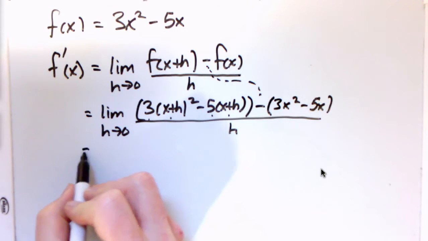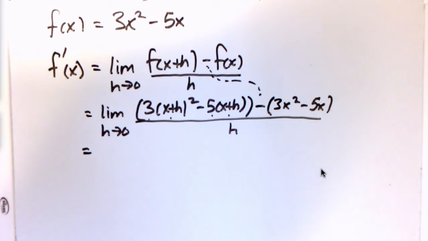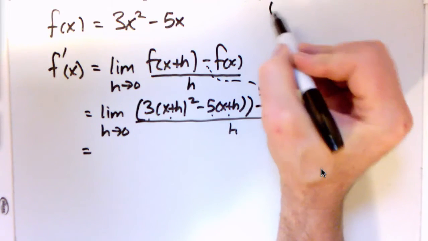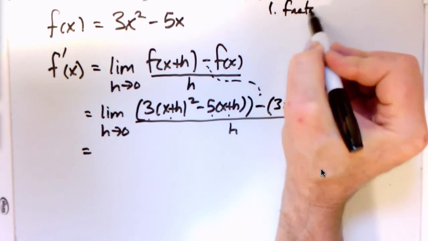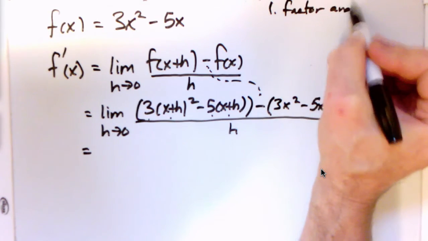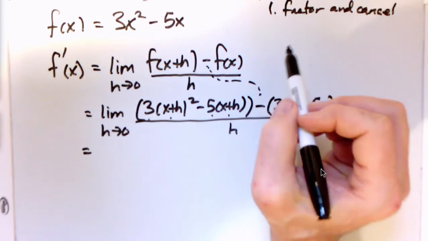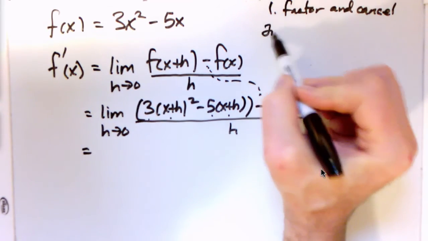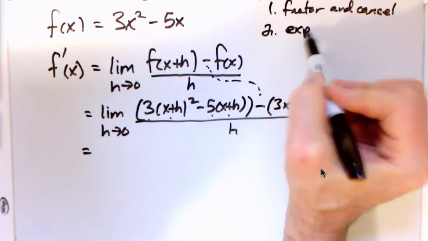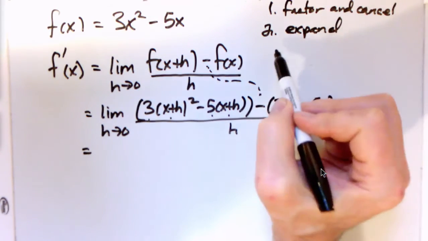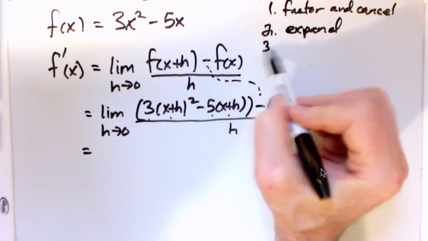Now we're going to expand things. Remember, expanding is one of the 4 main algebra tricks we have for working with difference quotients. The 4 main algebra tricks were expand, factor and cancel. Let's write them up here. They're useful not just for working with difference quotients, but working with any kind of indeterminate form of a limit. Expanding is what we're going to do here, and then we'll do a little factoring and canceling.